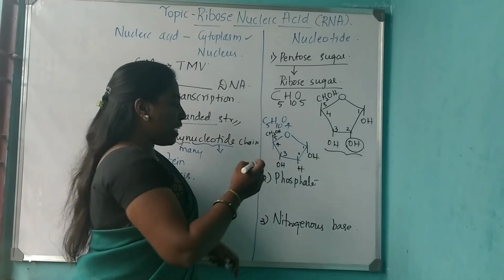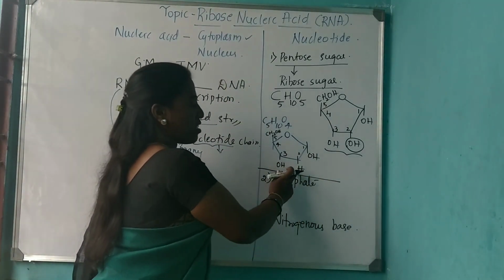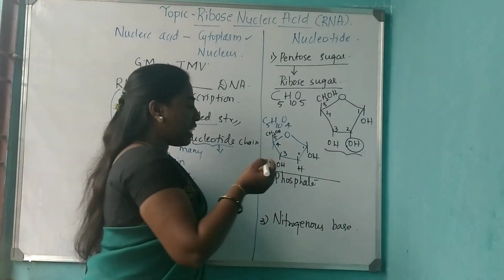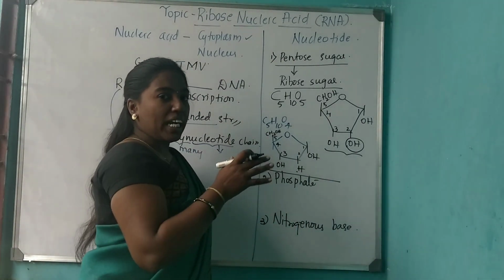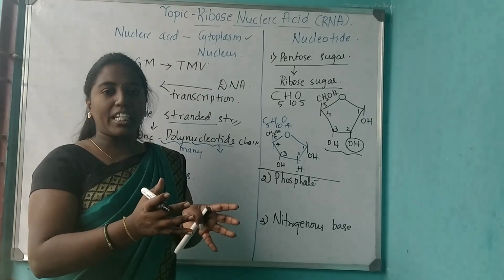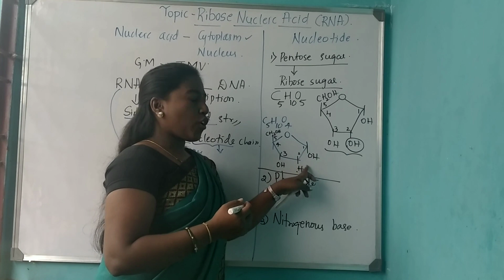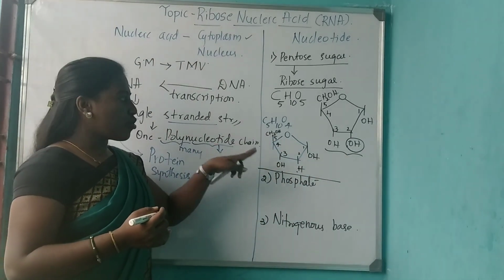And due to the fewer functional groups, you can see that on the second carbon atom you will not find any OH, only H is present. Due to that, it gives more stability to the DNA. Hence, DNA is found as a genetic material in most living organisms. This is also one of the reasons.